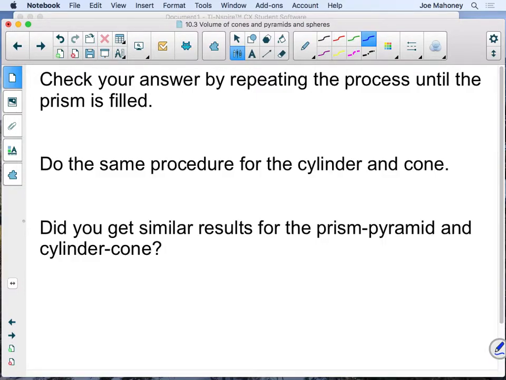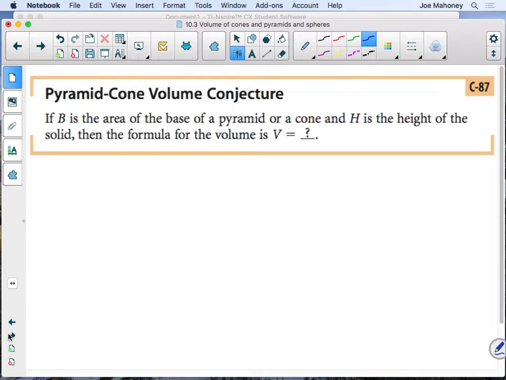We'll do the same procedure for the cylinder and the cone. We're going to take the cone and fill it to the top with rice and pour it into the cylinder. It will take 3 times of dumping the cone's contents into the cylinder to fill up the cylinder. That's going to motivate us to come up with this idea of the volume formula for a pyramid or for a cone. Again, we'll use big B for the area of the base. We'll use big H for the height.